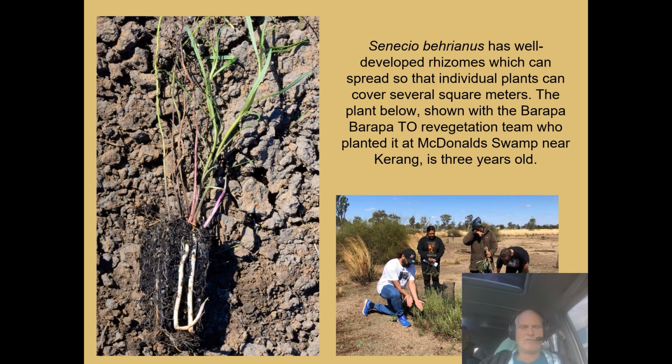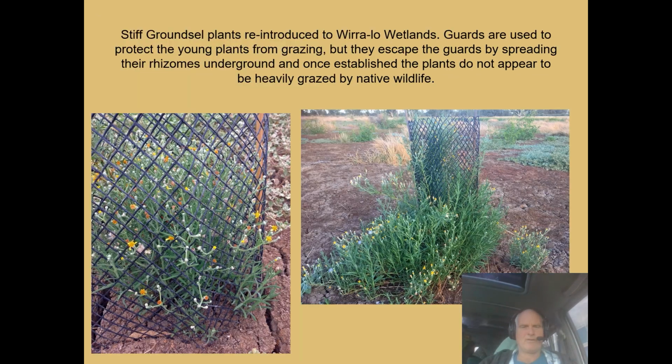So here's the Senecio. It's got a very strong white rhizome, and can spread quite rapidly over quite an area. So there's the Barapa Barapa traditional owners who've been helping replant the species at McDonald Swamp with a 3-year-old plant that's been put in as part of an ecological restoration project. These are the ones that we're below wetlands. We use guards to protect them, and we need to get them established. But after a while, they seem not to be too fazed by native herbivore grazing.